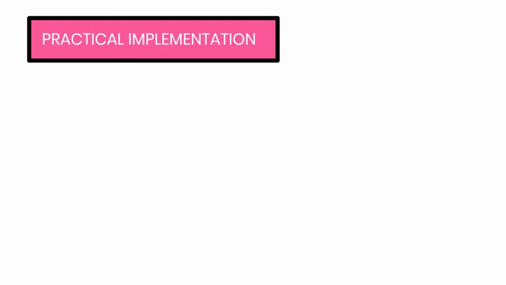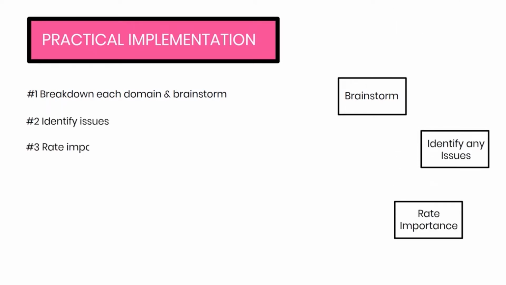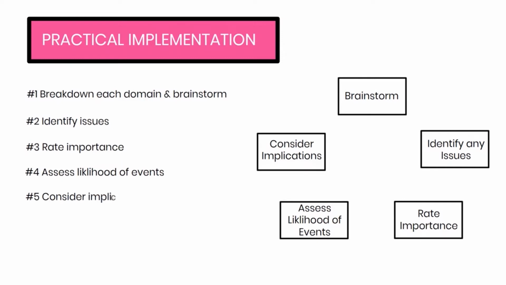From a practical point of view, the following is how you would undertake a PESTLE, whether you are working as part of a team or doing it as an individual. You break down each domain into its respective quadrant. The first thing you do is brainstorm each quadrant, identify any issues, rate their importance, assess the likelihood of any events happening within that domain, and consider the implications of those events.